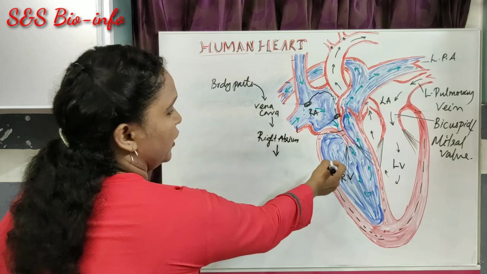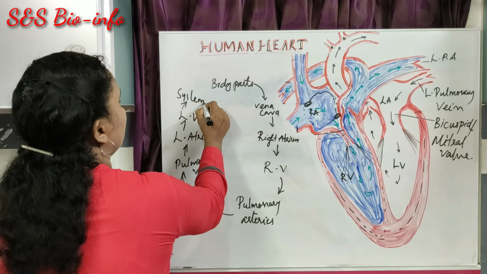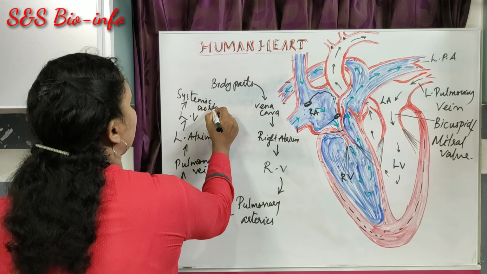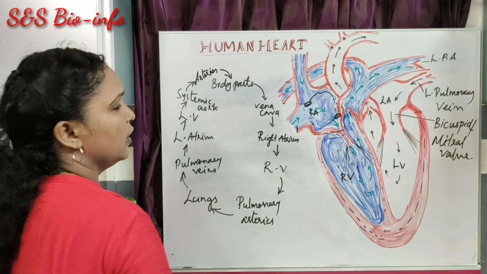From there it goes to the respective lungs, through the pulmonary arteries. After purification in the lungs, the oxygen rich blood is pumped through the pulmonary veins to the left atrium, then to the left ventricle, then to the systemic aorta, or simply aorta, then to arteries, and finally to the body parts.